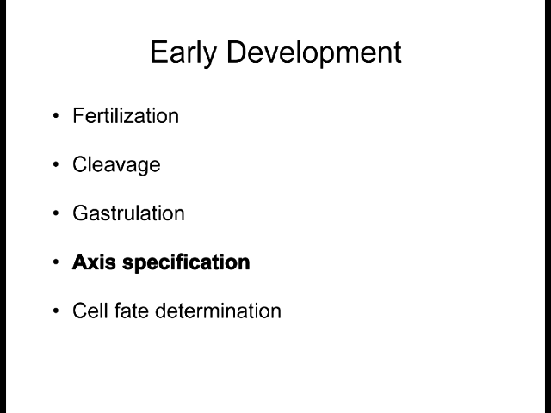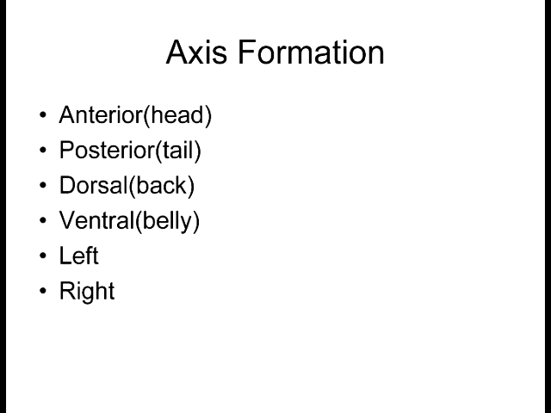Now remember the axes that we're dealing with. Anterior, posterior is head to tail. Dorsal is the back, ventral is the belly, and then left, right. These are the three axes that we typically look at when dealing with the patterning. So let's talk about Xenopus first. This is one of the more highly studied organizers amongst the four vertebrate model organisms, although chickens have definitely been studied quite a bit too as far as their organizers.